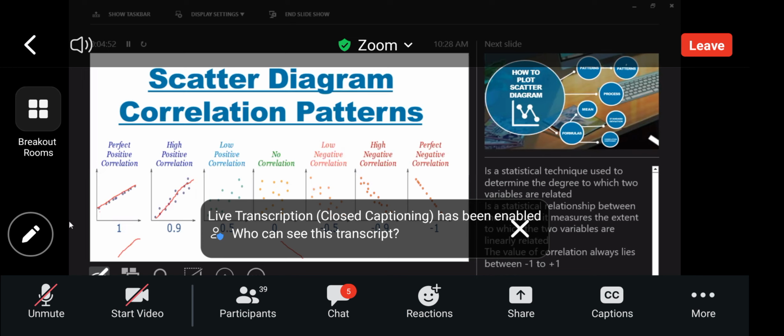Pero yung kung mapapansin nyo din po, meron tayong values dito sa baba. Yan. Mamaya po is tuturuan ko po kayo kung paano siya kunin. Yan. So low positive correlation. Yan. So the tighter the dots po dun sa trend line is parang mas mataas yung value na makukuha natin sa R. So kapag no correlation, wala talaga. Low negative correlation, pababa. High negative correlation, mas dikit sa line. Perfect negative correlation, nasa mismong line.